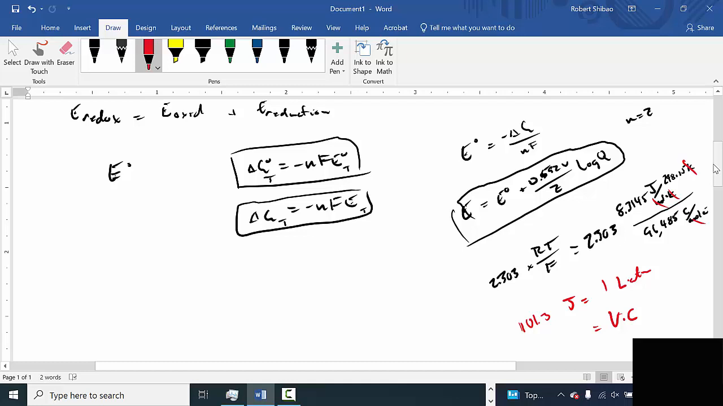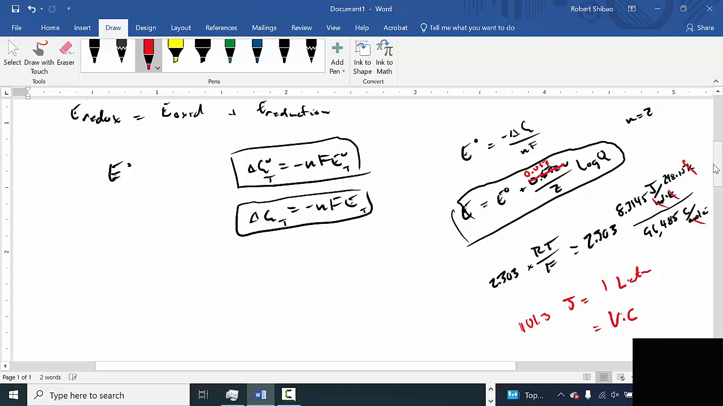We can verify that: 2.303 times 8.3145 times 298.15 divided by 96,485. And did I get the 2.303? Yes. 0.059. So I made a mistake here. It should be 0.059.